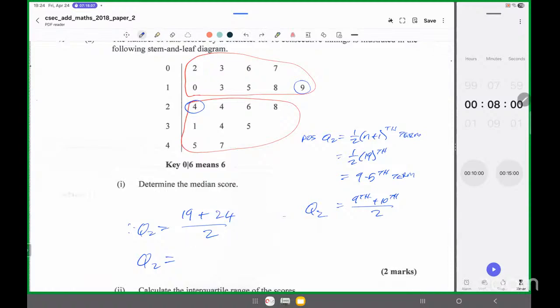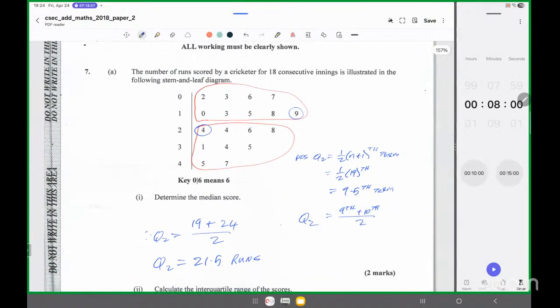21.5 runs. Remember, these are runs scored. No, man, that can't be divided by 2. Oh, yeah. Sorry. It's not 9 and 4. Sorry. Yeah, so my mistake. So it's 19 and 24. Yeah, you're right. My mistake.